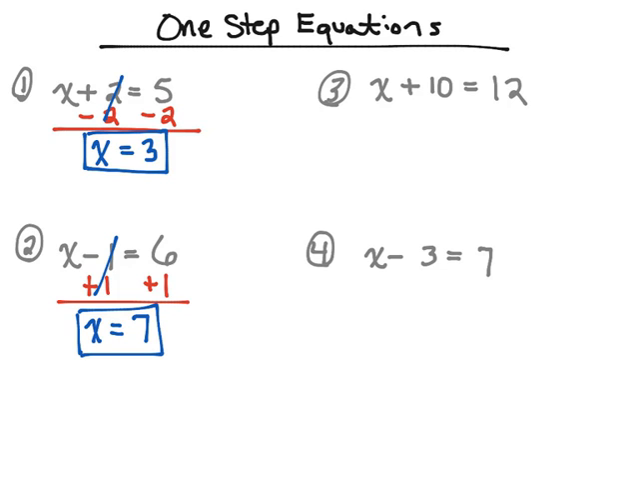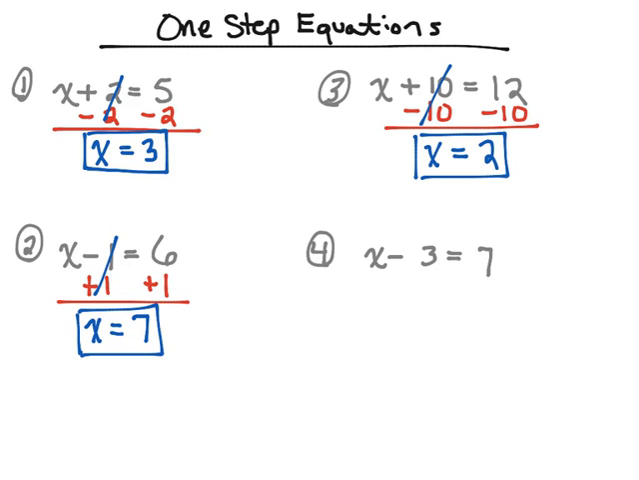Let's try number 3. Notice here they're adding 10 to the x, so we're going to do the opposite of that, which is to subtract 10. And again, we're going to do that to both sides. So now we have x on the left side. And if I subtract 12 minus 10, that would equal 2. Therefore, the solution to this equation is 2. Again, I can check my work by taking that 2, plugging it in for x, and 2 plus 10 does equal 12.